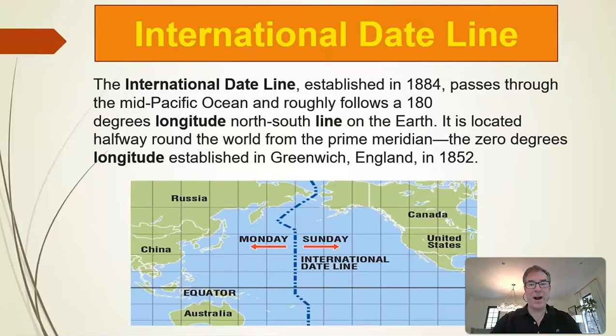But it's not 24 hours, it's 21 hours. So if you went from Russia to Alaska and crossed the international dateline, if it was 1 a.m. on a Monday in Russia, it would be 4 a.m. on a Sunday in the United States. Why is it 21 hours and not 24 hours?